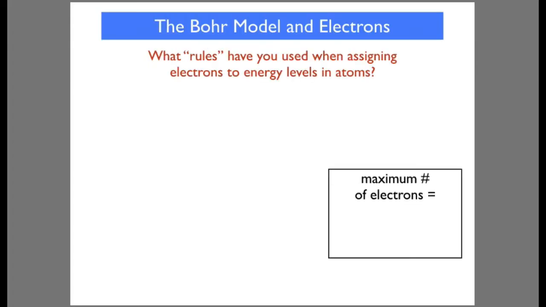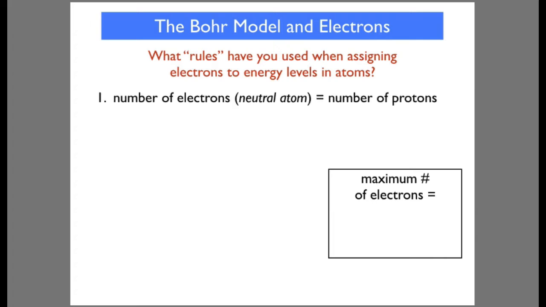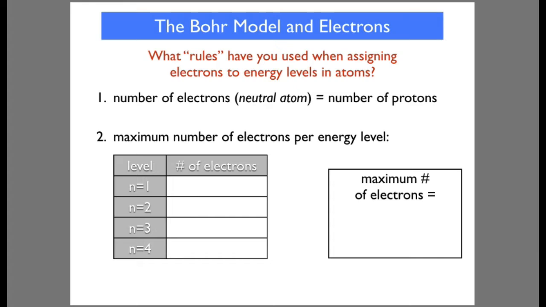The Bohr model and electrons. What rules have you been using when assigning electrons to energy levels? Well, firstly, we know that the number of electrons in a neutral atom equals the number of protons. Also, we've been told that the maximum number of electrons per energy level are as follows. In the first energy level, there's 2 electrons. In the second energy level, 8. The third energy level, 8. And the fourth, 8.